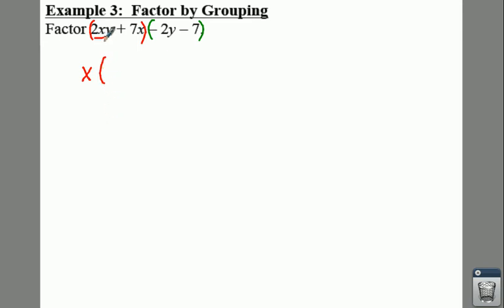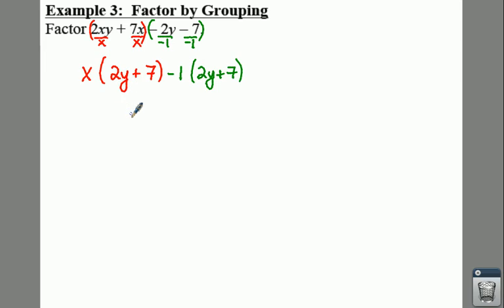So if we factor out an x and divide each of these terms by x, you end up with a 2y plus a 7. Now the reason you include the negative over here is because you have to take out, even though you have a negative 2 and a negative 7, 2 and 7 don't have anything in common. Since they're both negative, you can take out a negative 1. So if we divide each of these terms by a negative 1, you will end up with a positive 2y plus a 7.